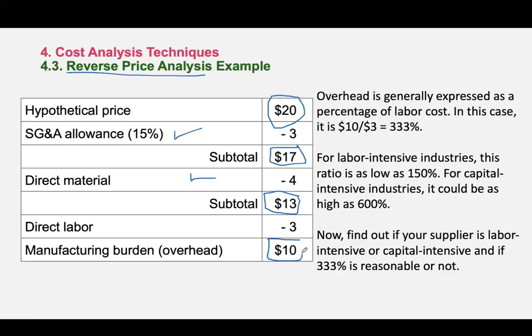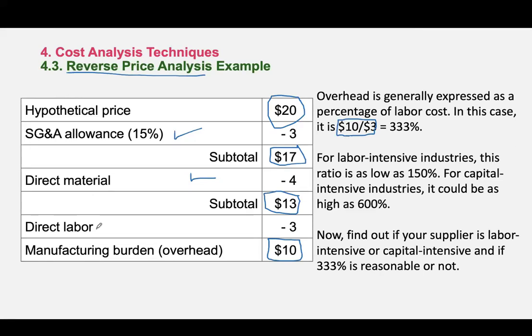Now, at the end of the day, you are left with $10, and now you have to make a decision about this $10. Is it fair or not fair? Because you have subtracted every type of cost that the supplier might have incurred. Now, usually there are some guidelines. Overhead is generally expressed as a percentage of labor cost. So 10 divided by 3 multiplied by 100 will be 333%. Which means this overhead or manufacturing burden is 333% of direct labor cost.